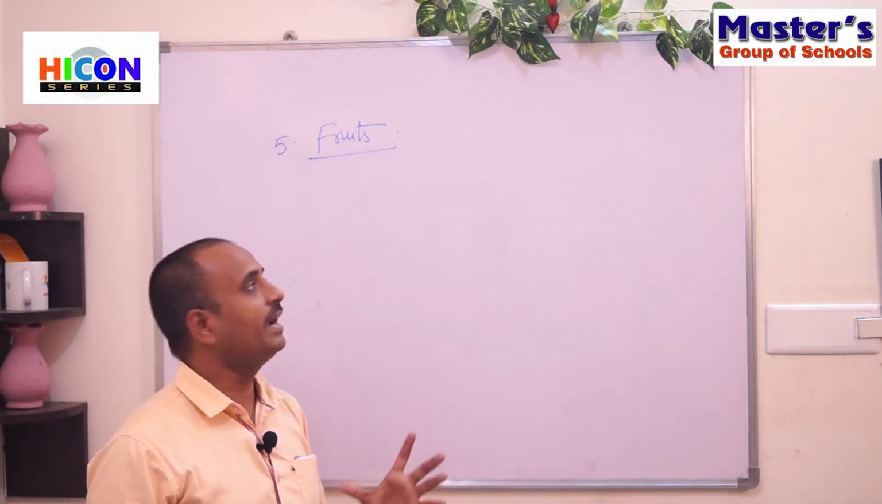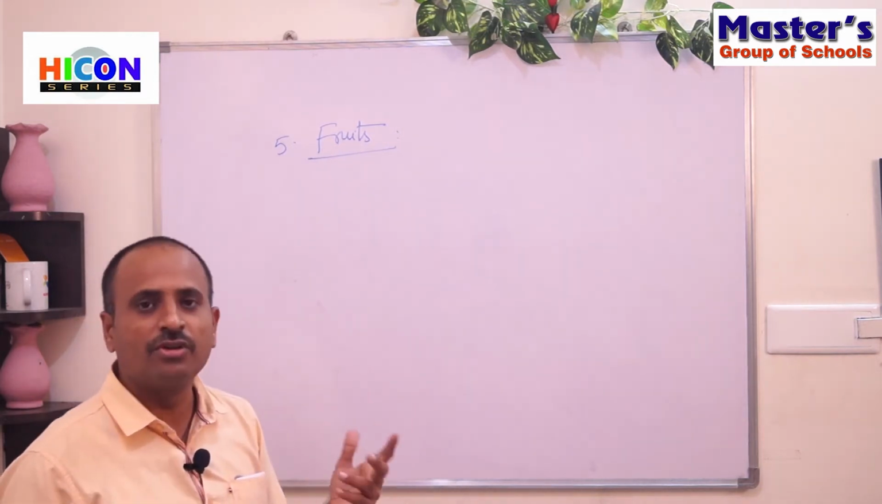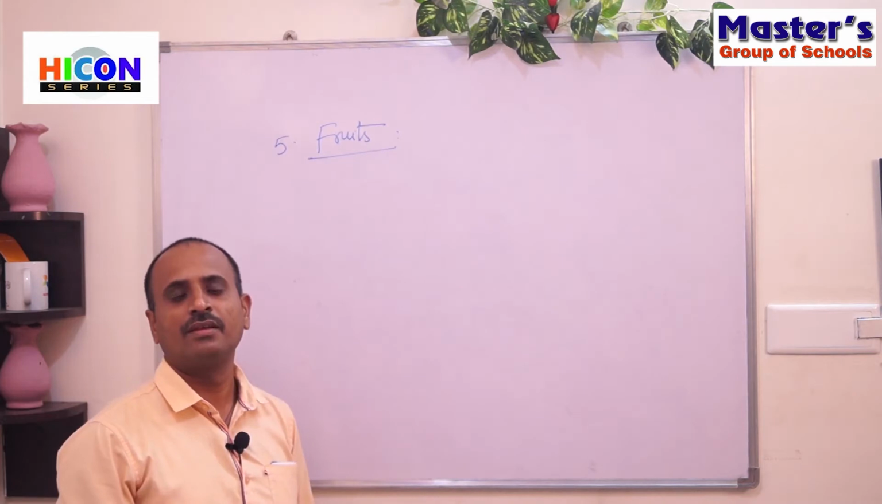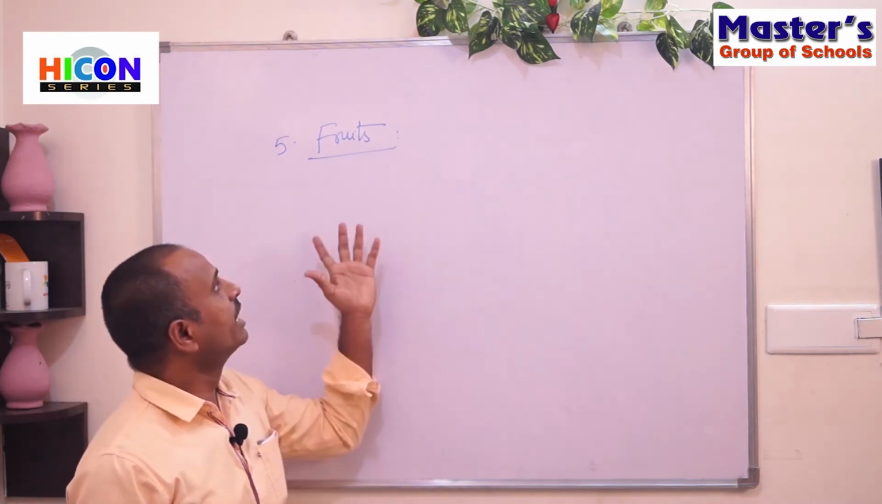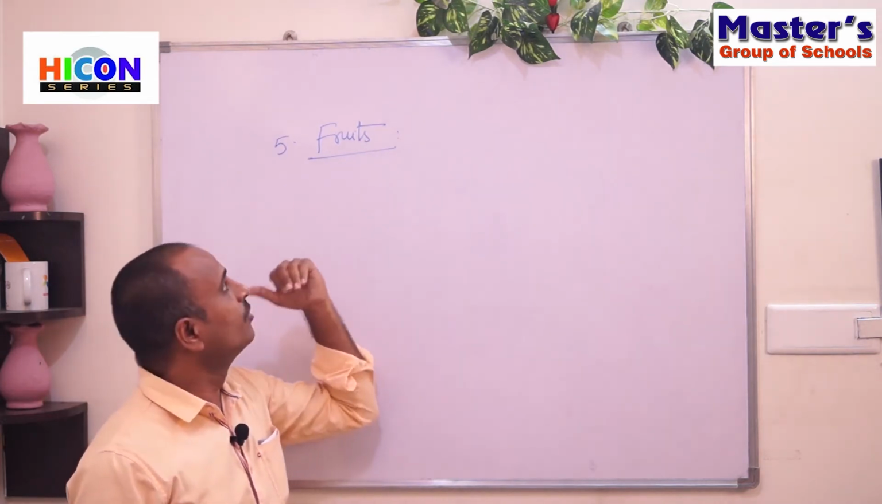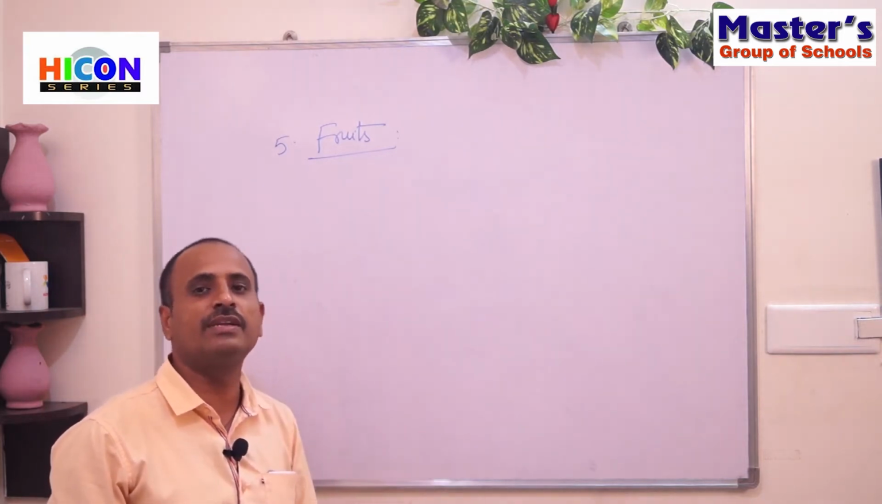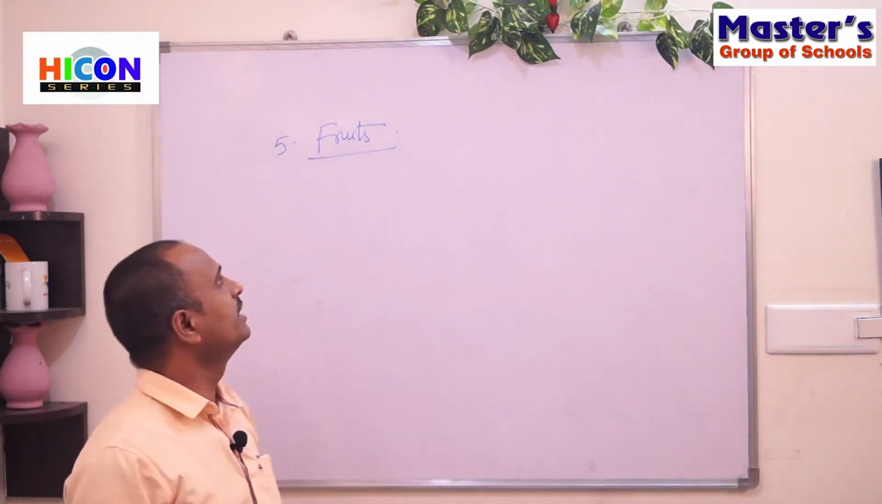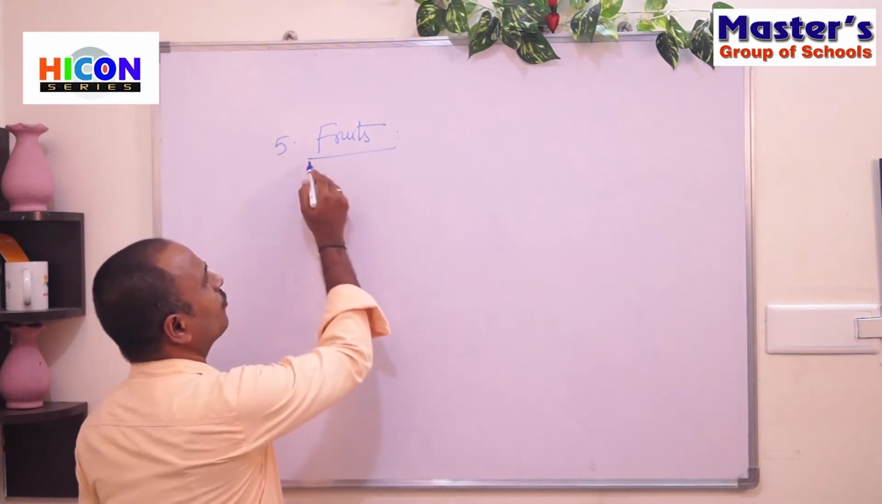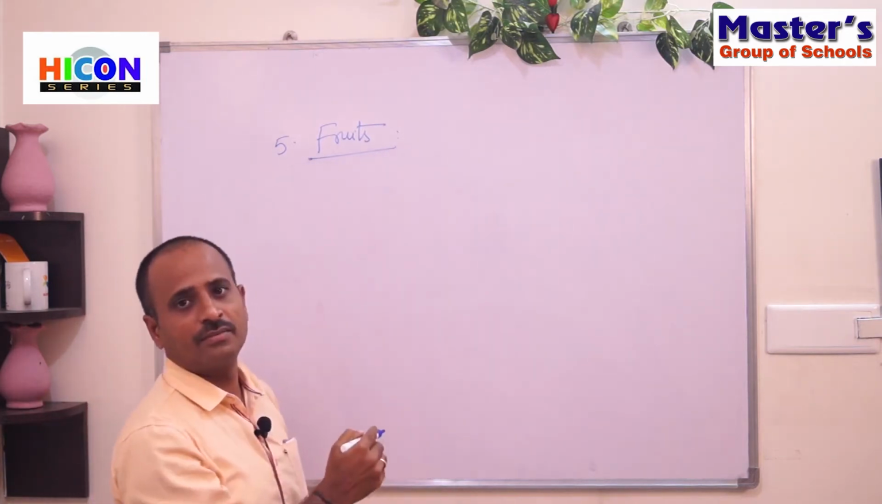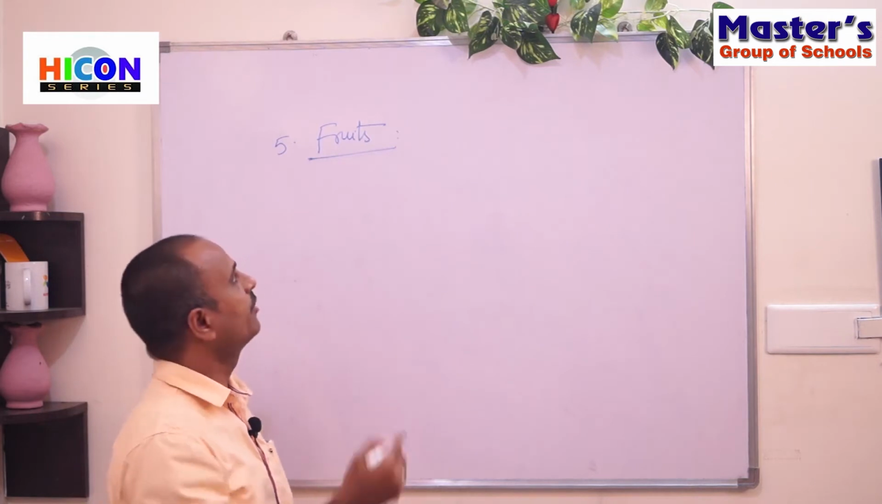So that's why plants especially give food to living beings. The food given by the plants will be mainly in two forms: one is fruits and one is vegetables. So here, how does a fruit come from a plant?